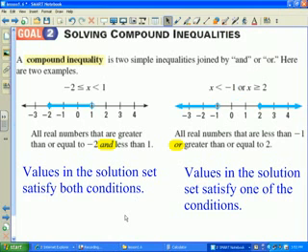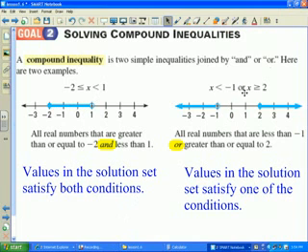The way that would be read is that x is greater than or equal to negative 2 and less than 1. So the values for x that satisfy that inequality are all those values that are both greater than or equal to negative 2 and less than 1. The values in the solution set have to satisfy both conditions. These highlighted values satisfy both conditions. So all these values that are indicated here are both greater than or equal to negative 2 and less than 1. In the right-hand column, this is an or compound inequality.